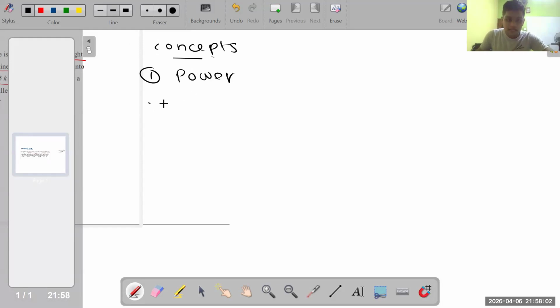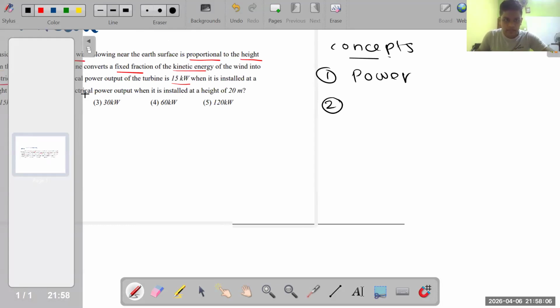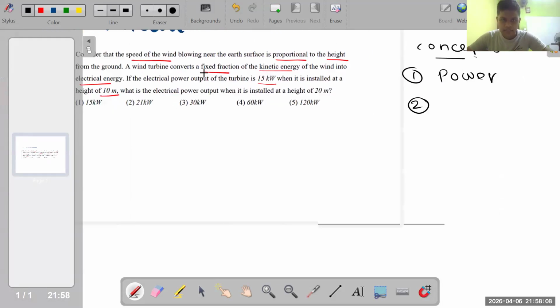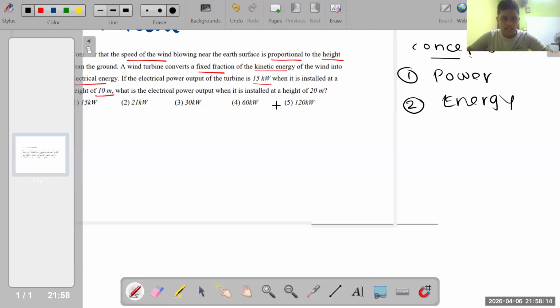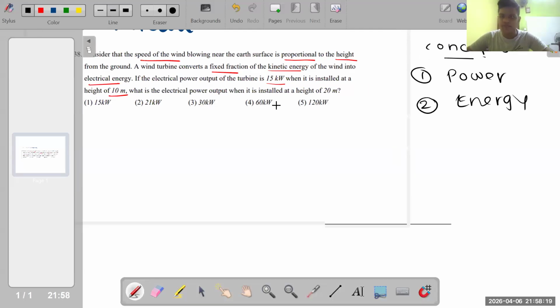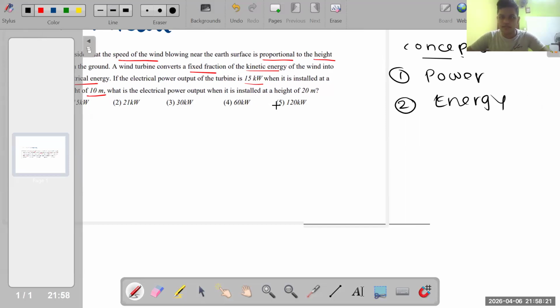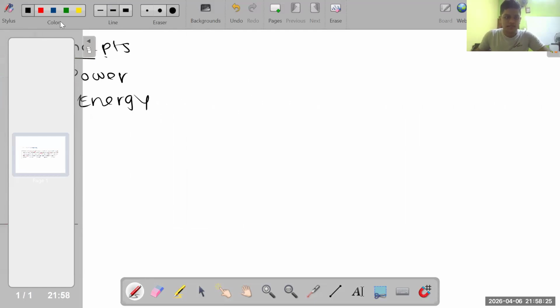Second, there is something called energy. Kinetic energy is converted to what type of energy? Electrical energy, right? So energy is involved here. I hope those two are involved mainly. Let's see when you're doing the question whether there are any other things involved. So what are they first saying to us?